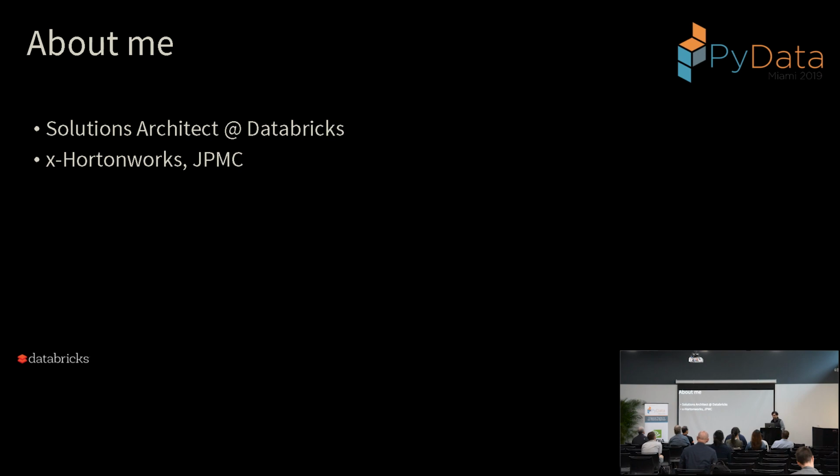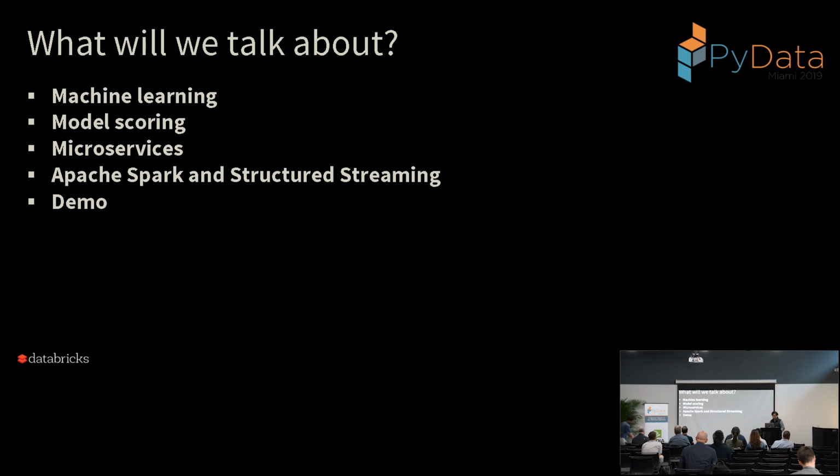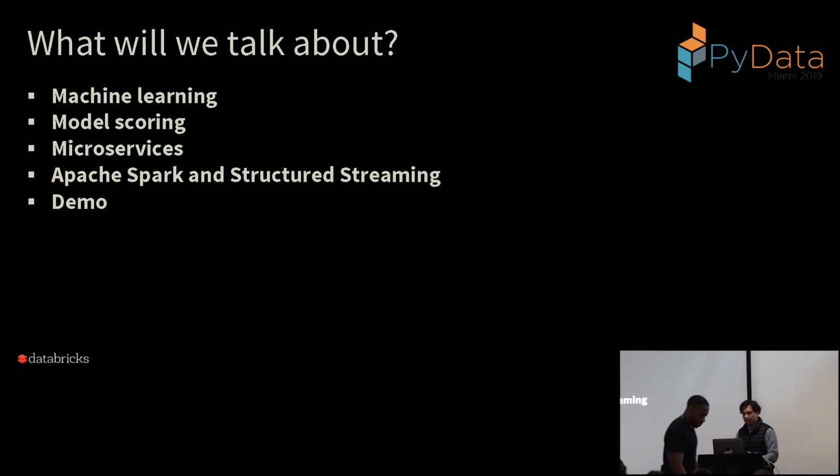So hello everyone, my name is Vedant Jain, and I'm a solutions architect at Databricks. And today I'll give you a brief overview of the components of this architecture, and I'll break it down into a few components: machine learning, model storing, microservices, and then I'll consolidate these concepts in the context of Apache Spark and the streaming component within Apache Spark called structured streaming. And then I'll end with a demo.